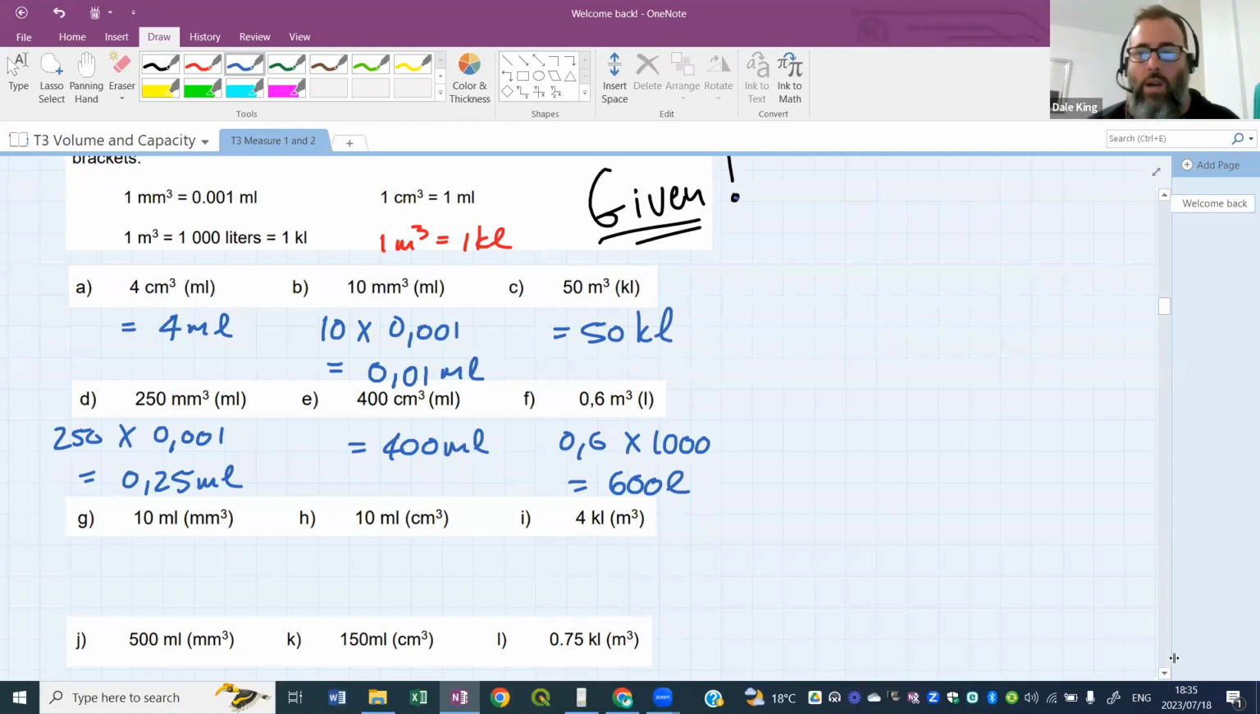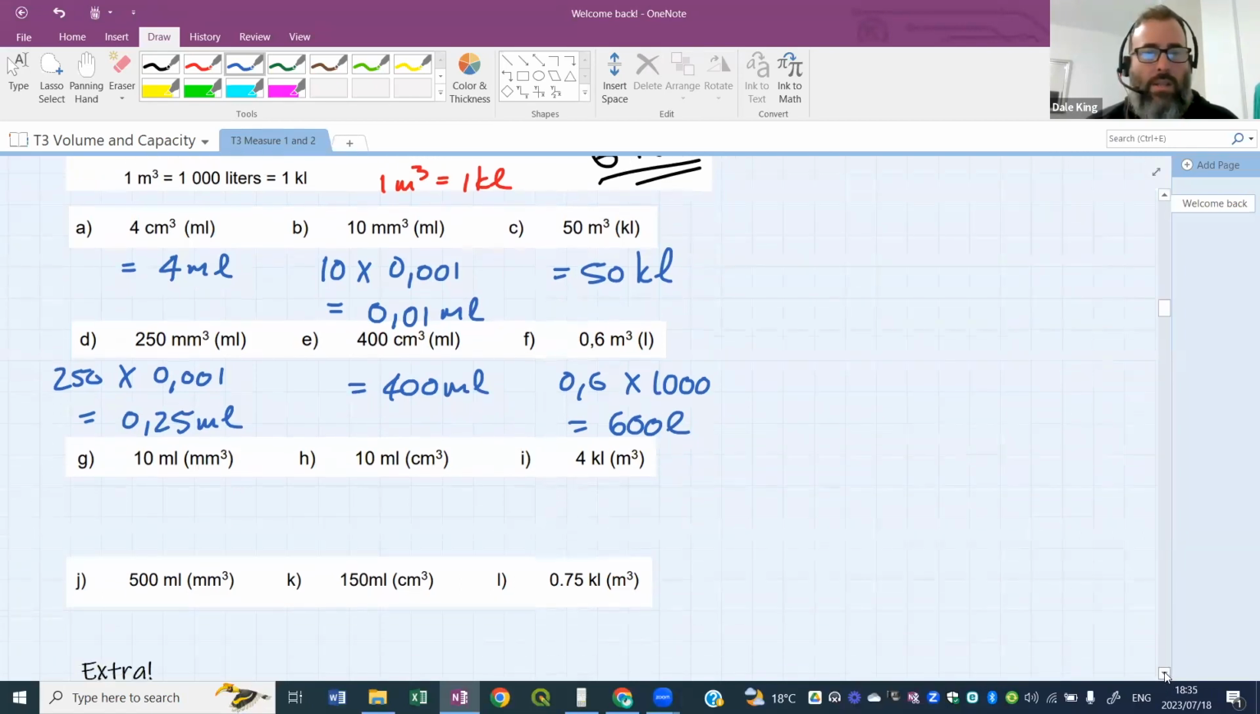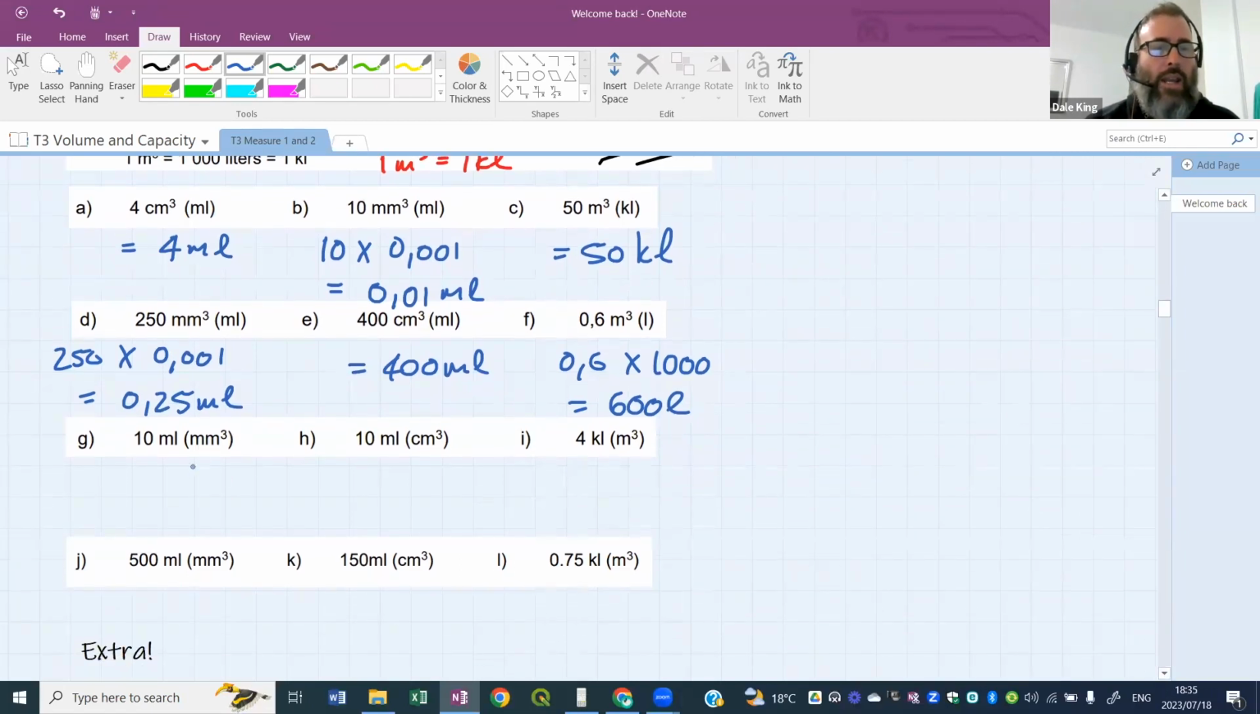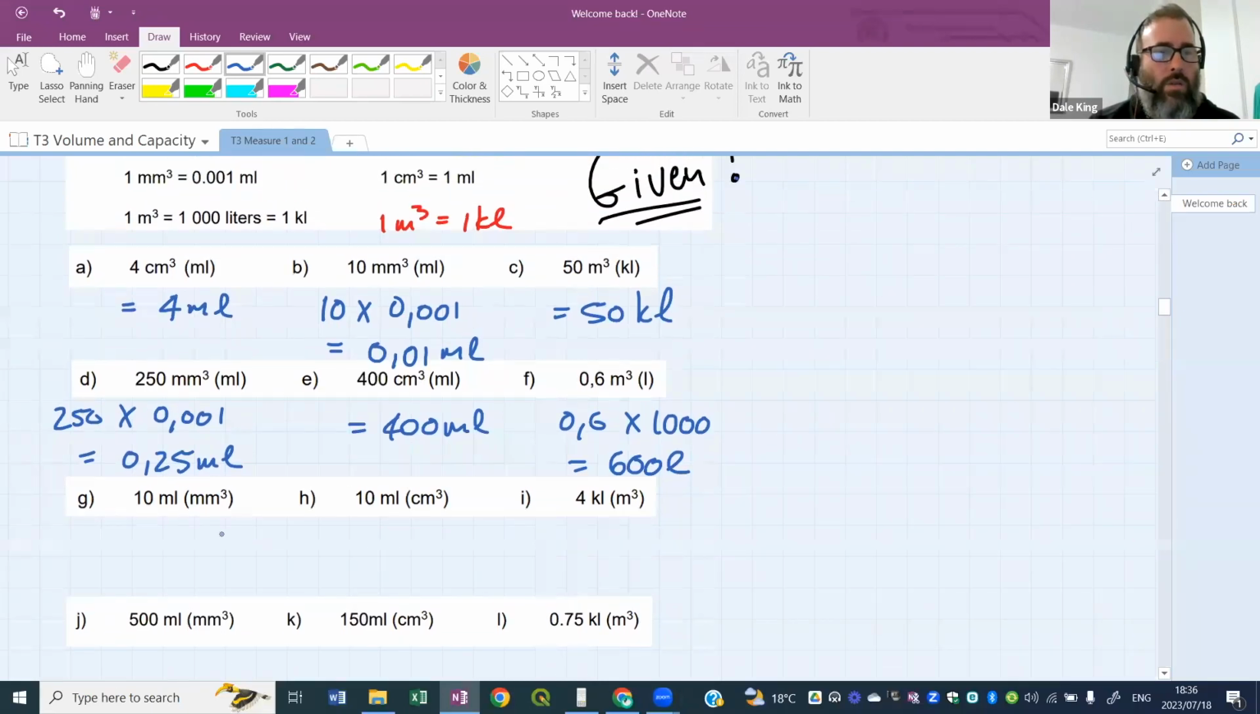We're on to G now. Guys, please feel free to stop at any time if you don't understand, because you need to make sure that you guys are getting this. So moving down now to G, I want to keep my conversions on the screen there. Milliliters to millimeters cubed. So that's this one here, right? 10 milliliters, and I need to go to millimeters cubed. Now listen to how I figure this one out. This is my thinking. Your thinking might be different.